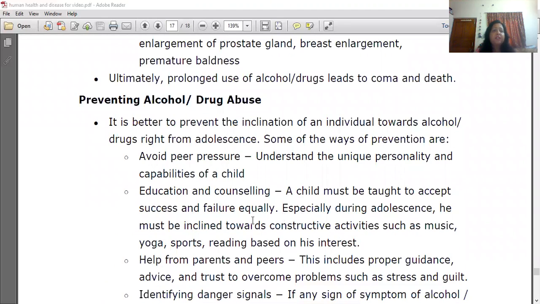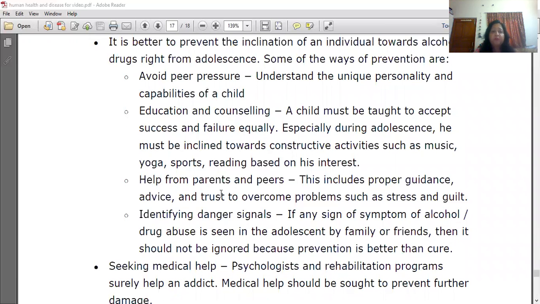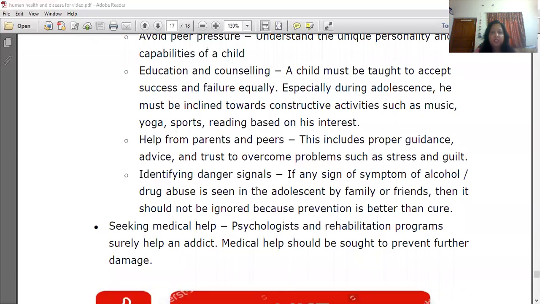Now, how we can prevent the alcohol drug abuse? It is better to prevent the inclination of individuals to alcohol right from the adolescence. First, avoid peer pressure. Second, educating and counseling the child. This is very important. A child must be taught to accept the failures and success equally. Third, help from the parents and peers. Proper guidance and advice should be given to the child to overcome stress. And fourth is identify danger signals. If any sign of alcohol drug abuse is seen in adolescents by the family, then it should not be ignored.